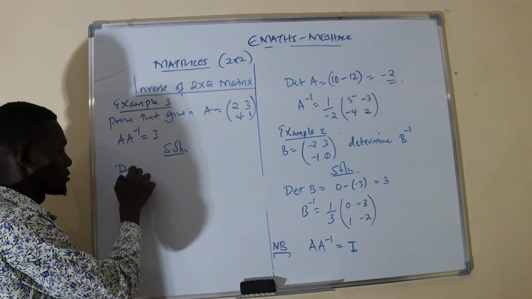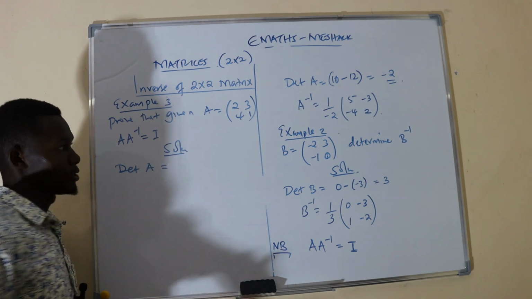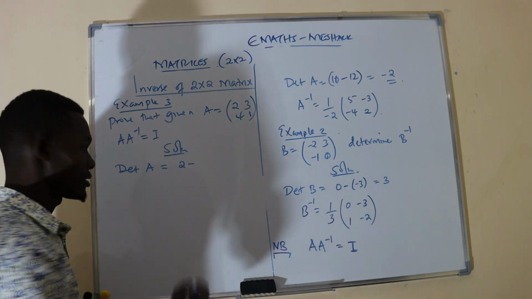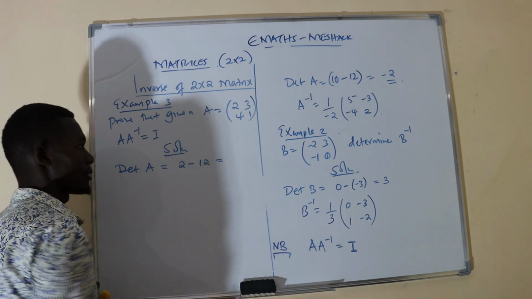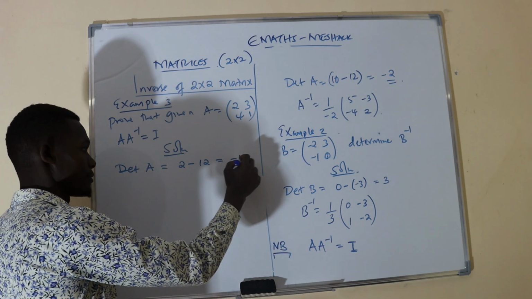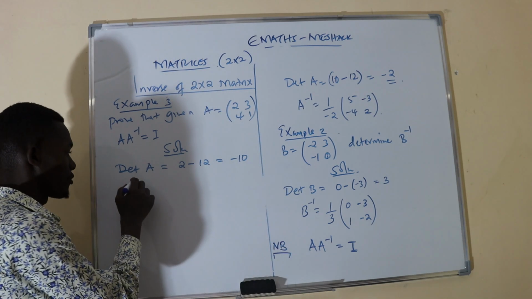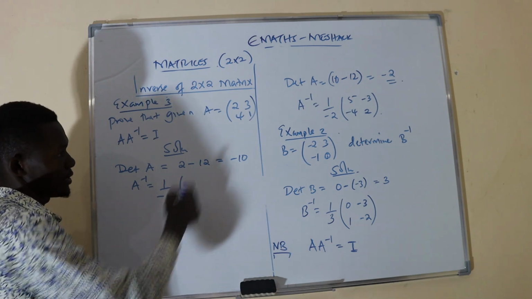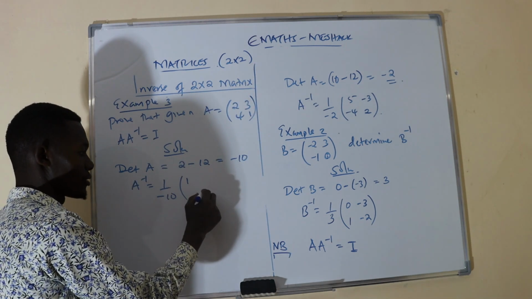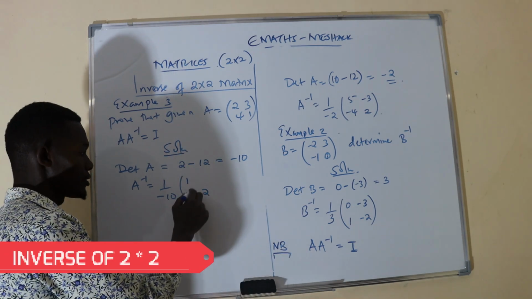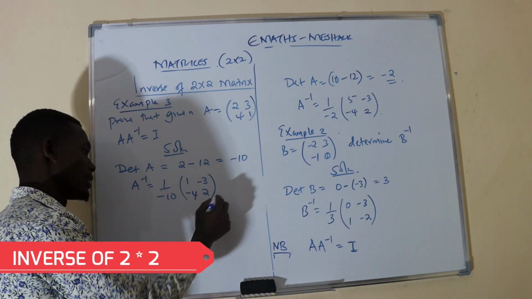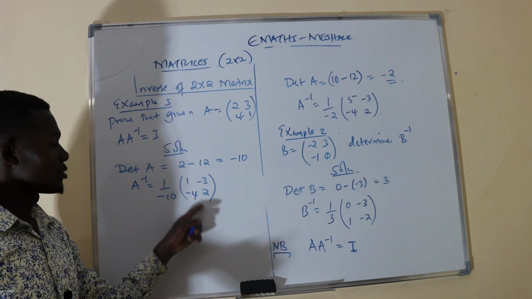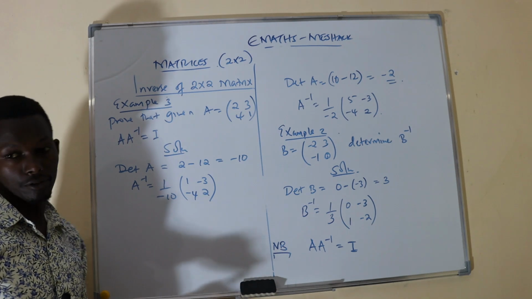So again, determine the determinant of A, which shall be given by 2 times 1, which is 2, minus 4 times 3, which is 12. So 2 minus 12 gives us negative 10. Therefore, A inverse shall be given by 1 over negative 10. Then interchange the values, so we shall have 1, we shall have 2 there. Then negative 4, then negative 3. So negative and a negative.